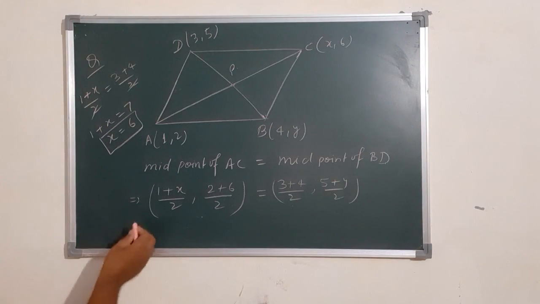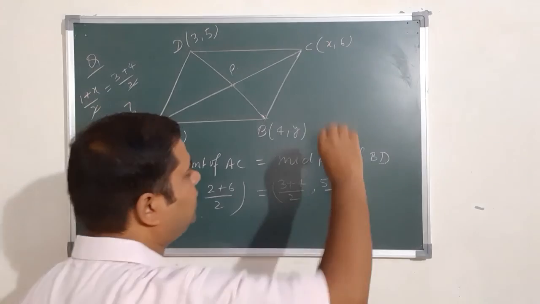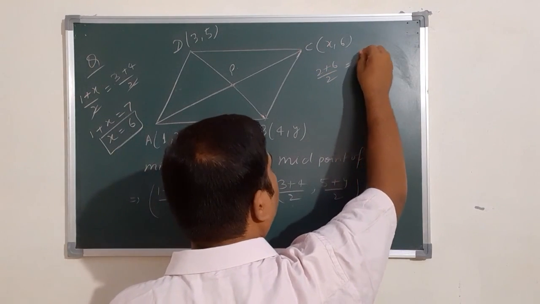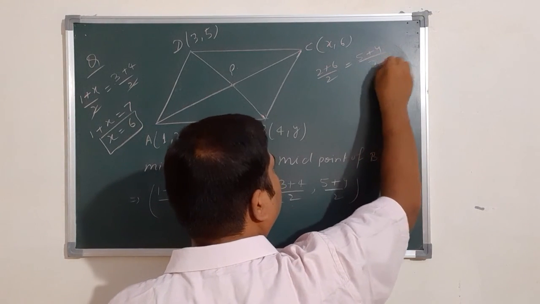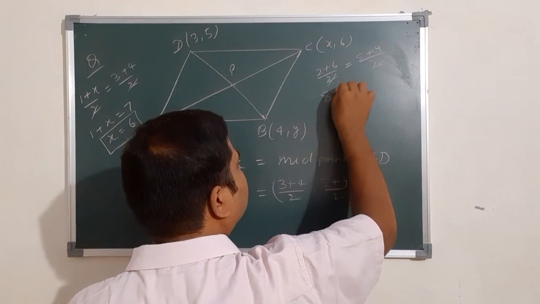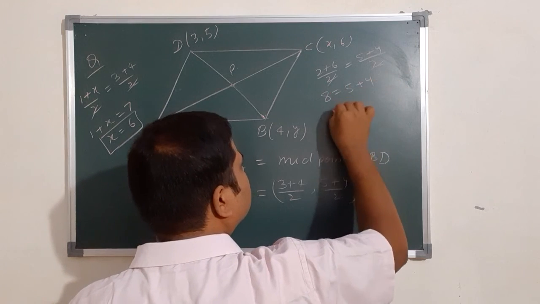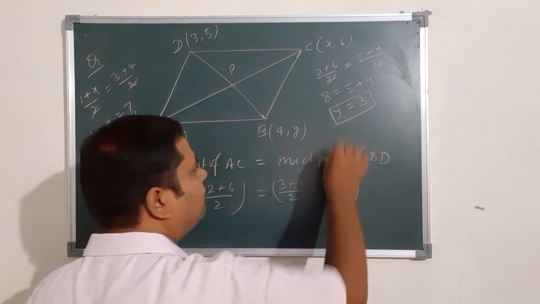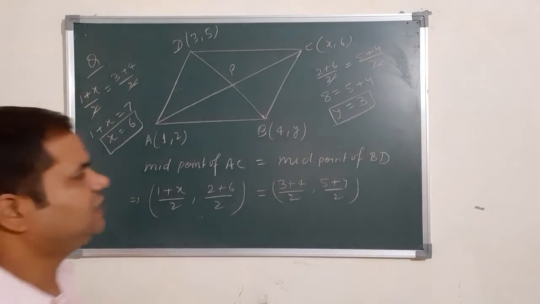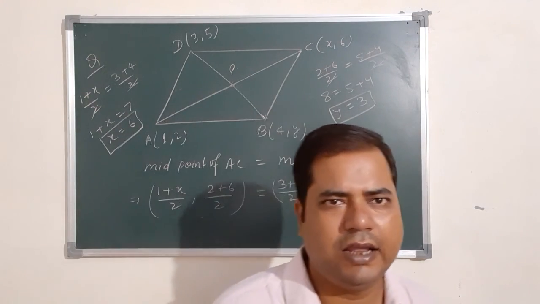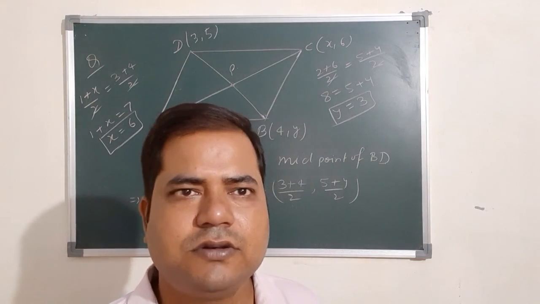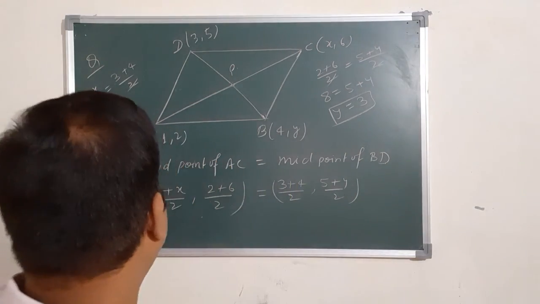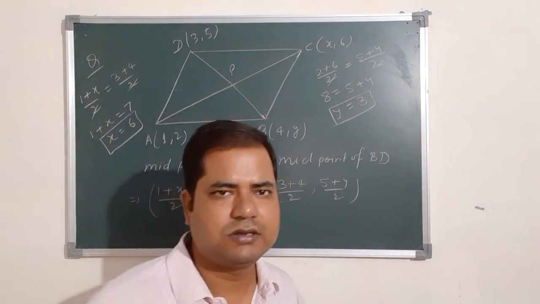Similarly, (2 + 6)/2 is equal to (5 + y)/2. 2 cancels. 8 is equal to 5 + y. So y is 8 minus 5, which is 3. So you will get the value of x and y: x is 6 and y is 3. Understood? x is 6 and y is 3.